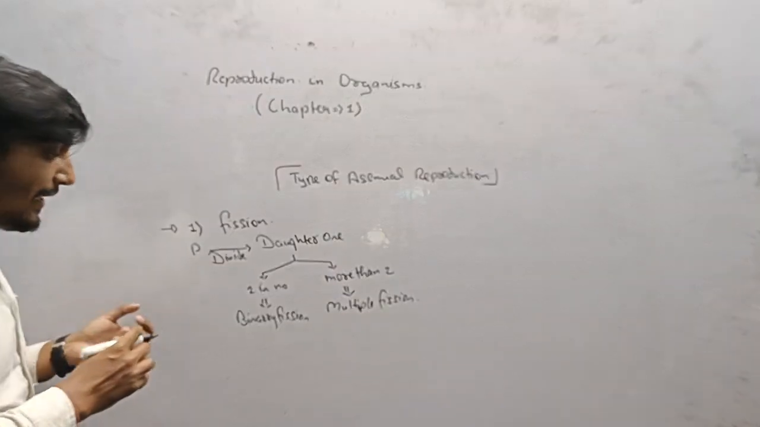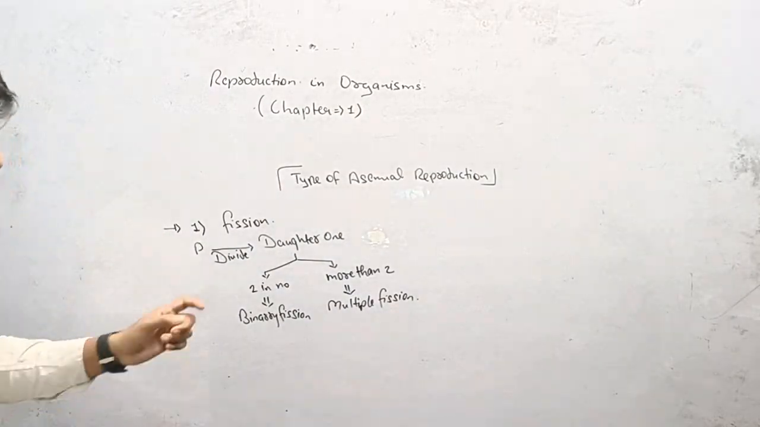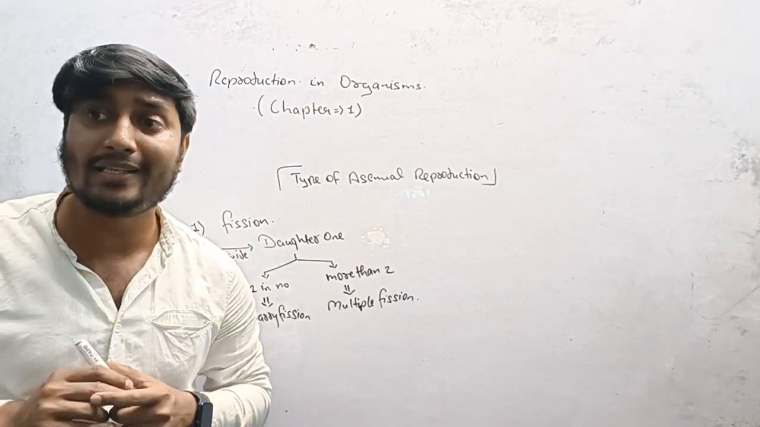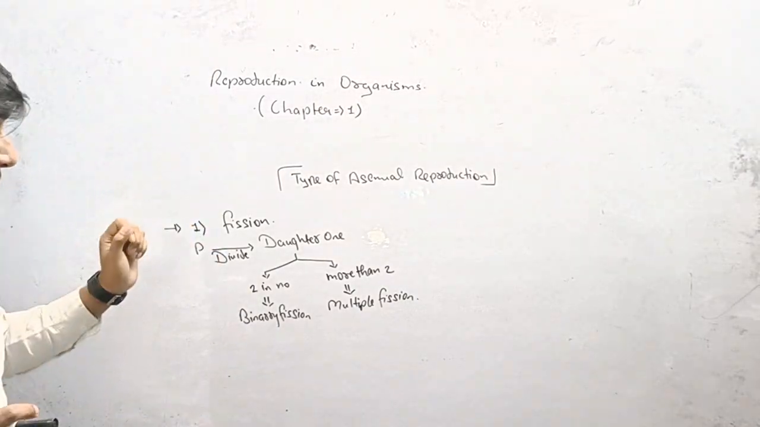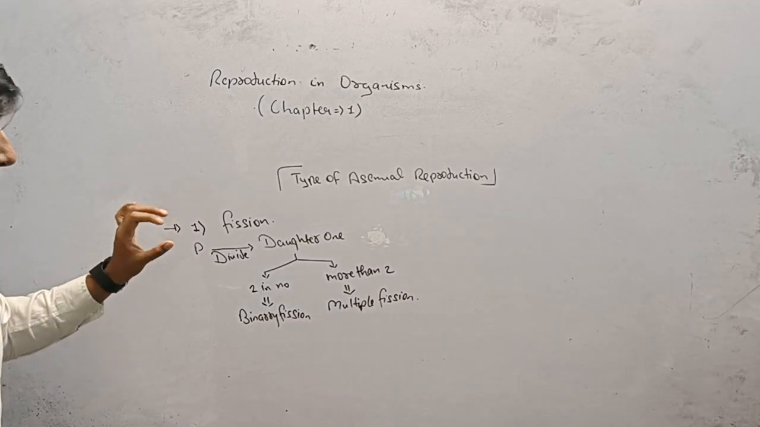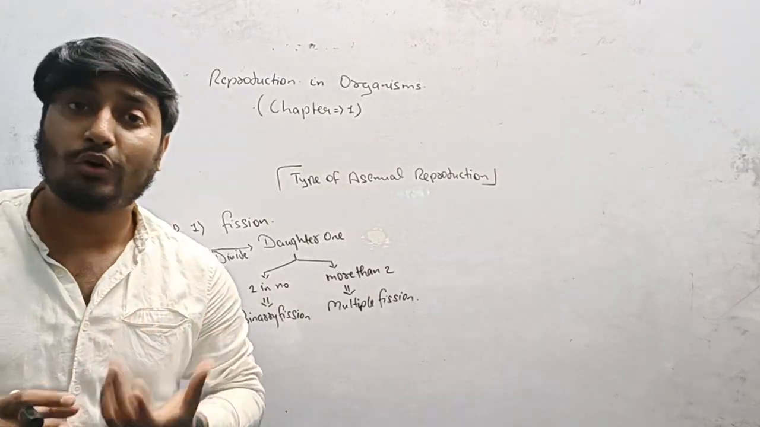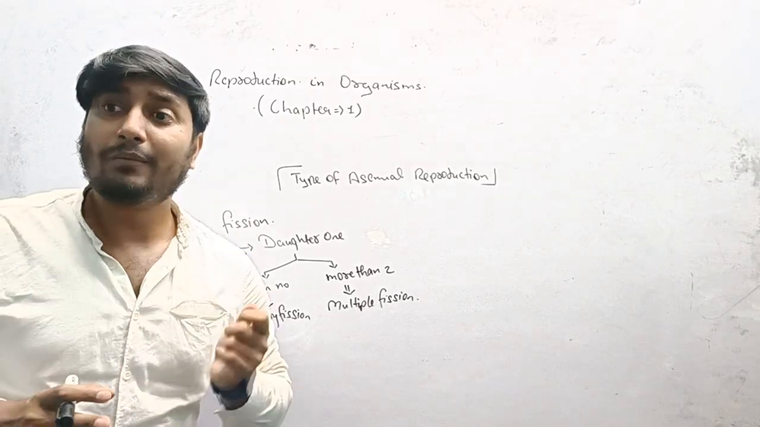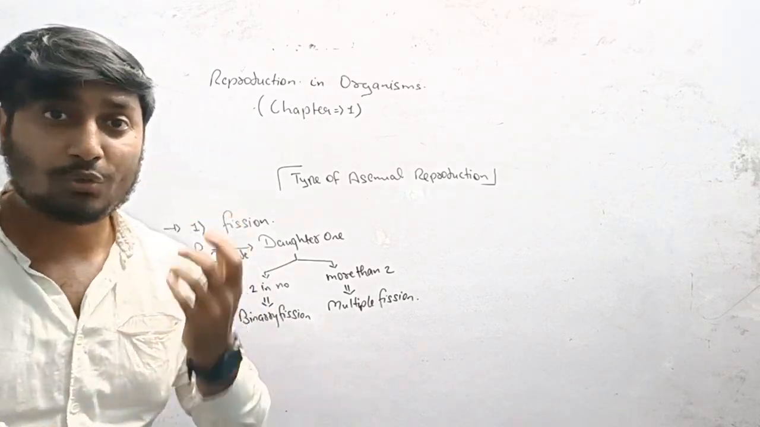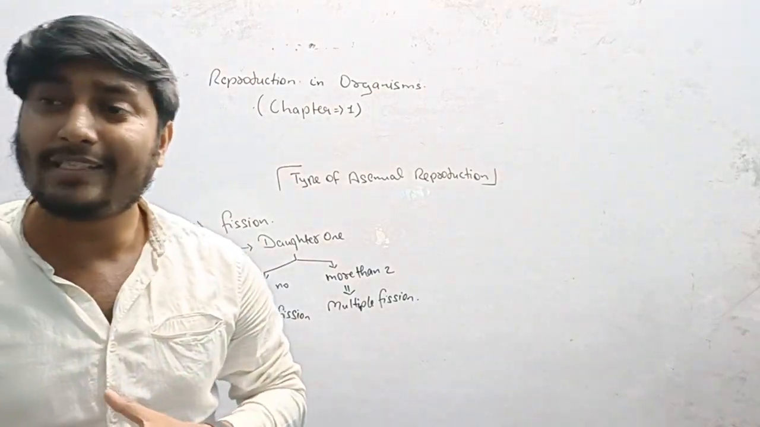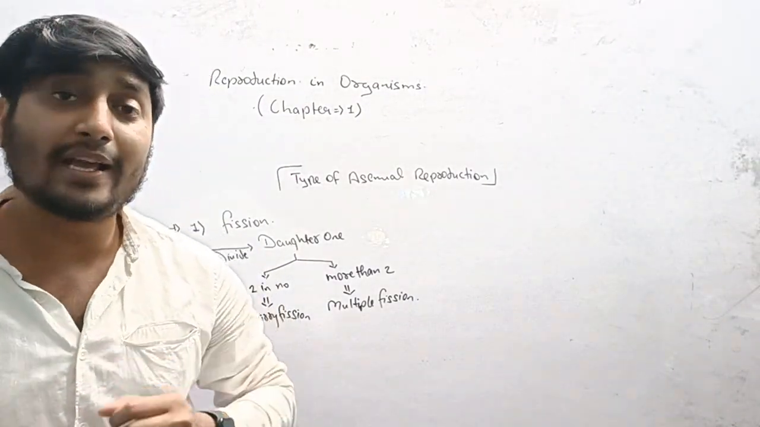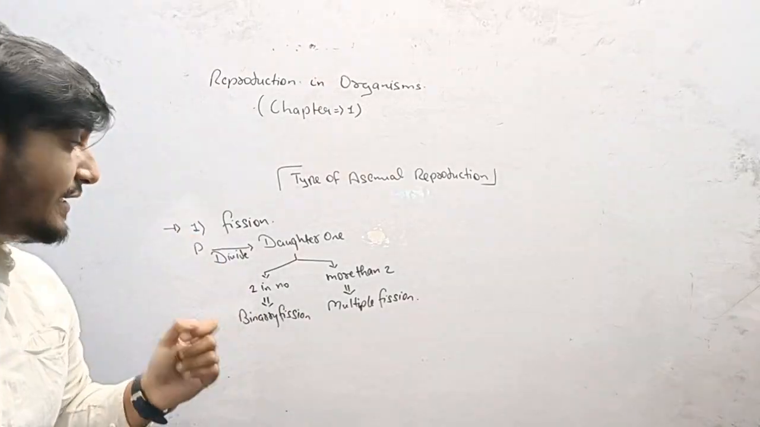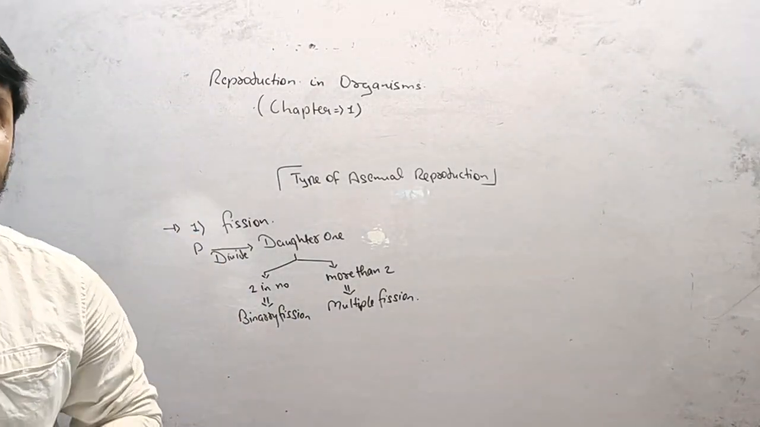But in the case of binary fission, only two daughter cells are formed. The definition of both terms is the same: the process by which a parent cell divides into daughter cells is known as fission. But if the number of daughter cells is 2, the process is known as binary fission, whereas if the number of daughter cells is more than 2, the process is known as multiple fission, right?